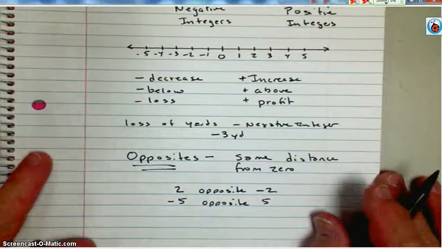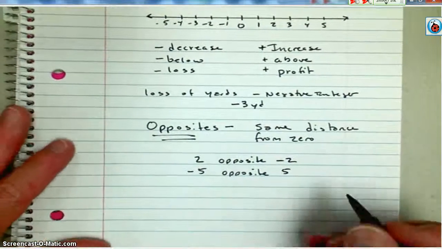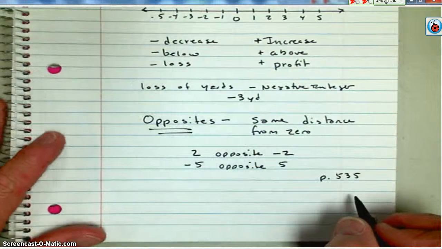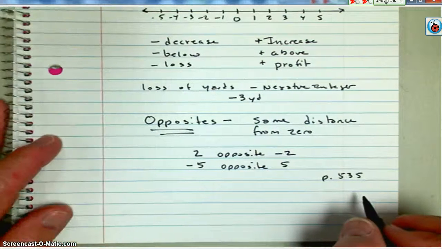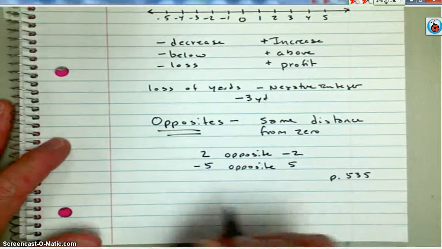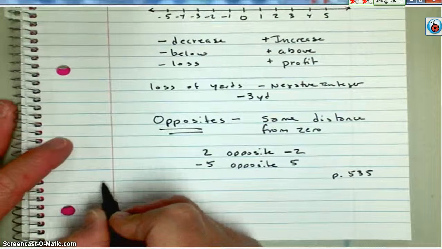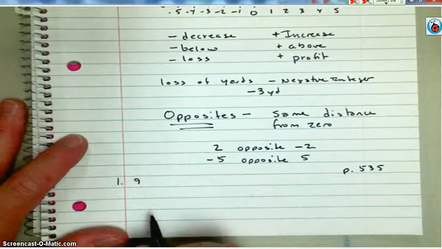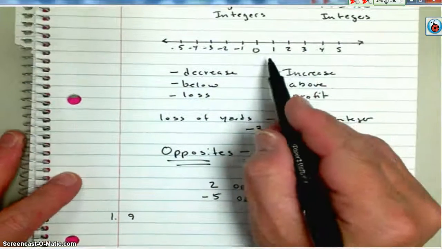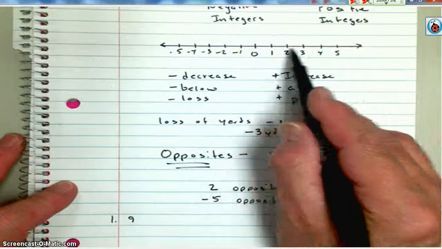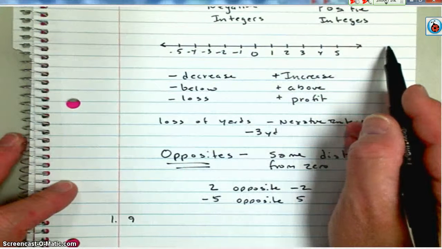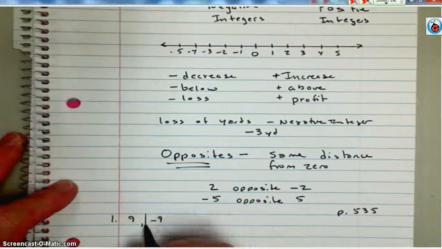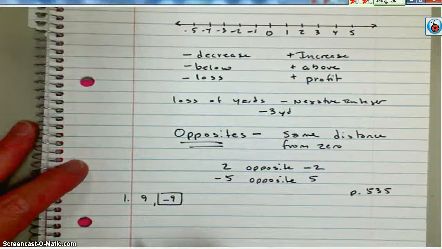Now we're going to go through some examples that you're going to see in your assignment today, and so I'm going to have you turn to page 535 in your book. Some examples you're going to see are using integers. For number 1, for example, we want to find the opposite of 9, the integer 9. Well, we don't have it on this number line up here because our number line is not quite long enough, but if we were over here at positive 9, the opposite, or same distance from 0 on the negative side, would be of course a negative 9. I'm going to box that in because that's our answer.